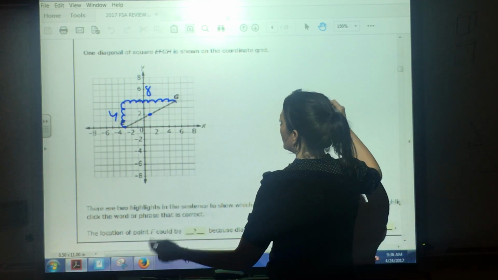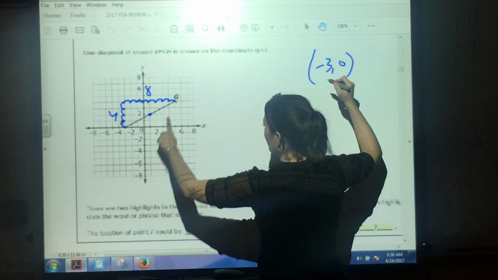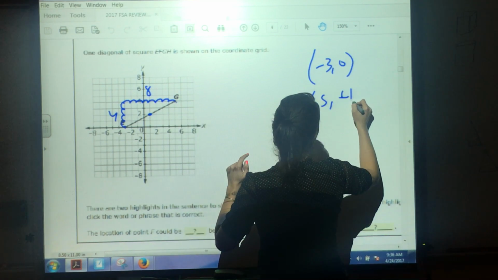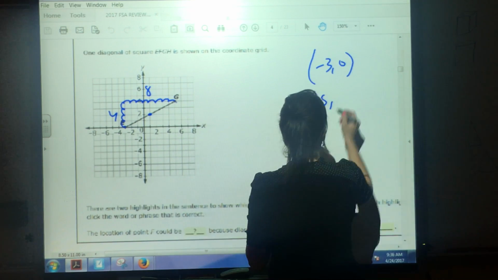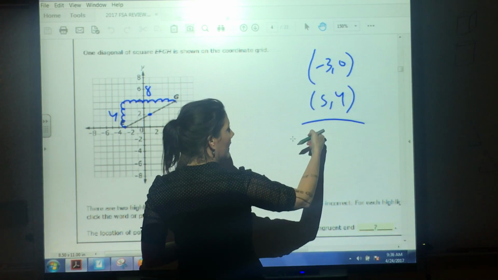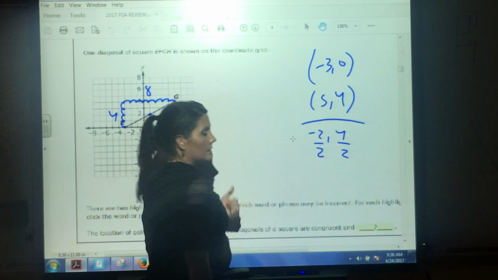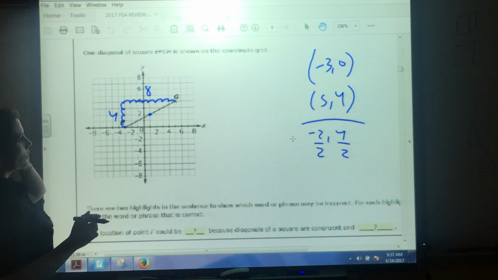Real quick, shortcut for midpoint, take your points. This one is at -3, 0. This one is at 5, 4. That's an ugly 4. Are we good here? Okay, you stack, you add, so this is 2, 4, and divide by 2. Stack, add, divide by 2. That's our midpoint shortcut.